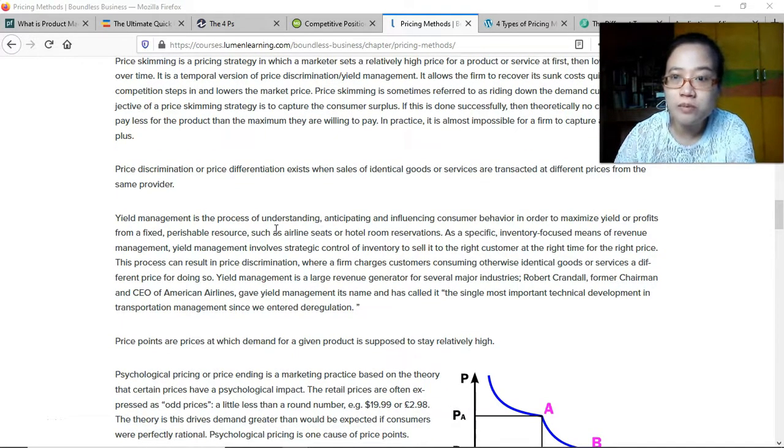Okay, yield management is the process of understanding, anticipating, and influencing consumer behavior in order to maximize yield or profits from a fixed perishable resource such as airline seats or hotel reservations. Okay, so this is for this particular industry and this is its specific application. As a specific inventory-focused means of revenue management, yield management involves strategic control of inventory to sell it to the right customer at the right time for the right price. Okay, this process can result in price discrimination, where a firm charges customers consuming otherwise identical goods or services a different price for doing so.